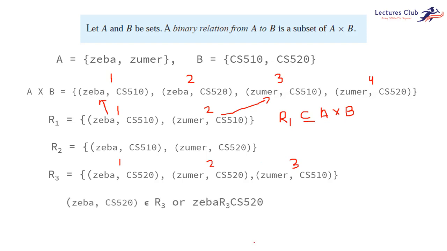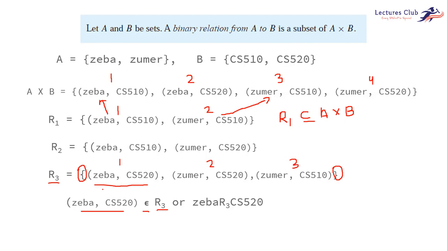So how can we denote this? If there is an ordered pair which is a member of some relation, we can represent it like this: Zeba and CS520 is an element of R3. Why are we writing like this? Because R3 is a set. You can see that there is a curly bracket here and another curly bracket here. So R3 is a set, and all the concepts of set theory apply to R3. There are three elements of R3: Zeba CS520, Zumar CS520, and Zumar CS510.